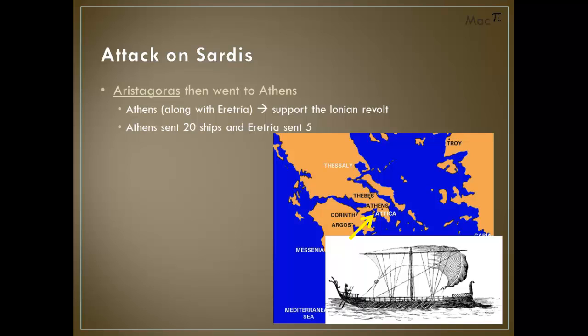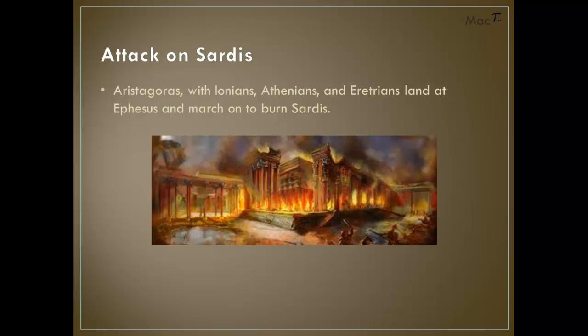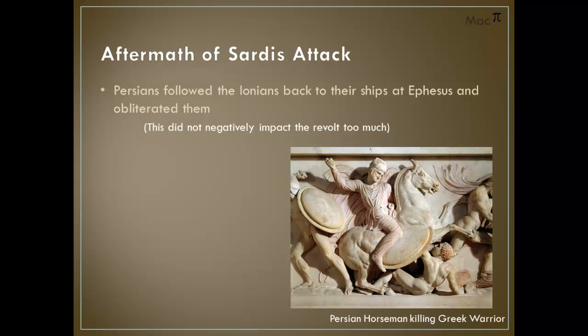They landed at Ephesus, in modern-day Turkey, and marched up to Sardis, a Persian city, and burned the city. It was historic, as it marked the first ever Greek offensive against the Persian Empire. The Persians did not wait long to counterattack. They congregated quickly, then followed the Greeks right back up to Ephesus, where their ships lay, and confronted them there. The Greeks were slaughtered, yet the revolt against the Persian king remained unaffected.